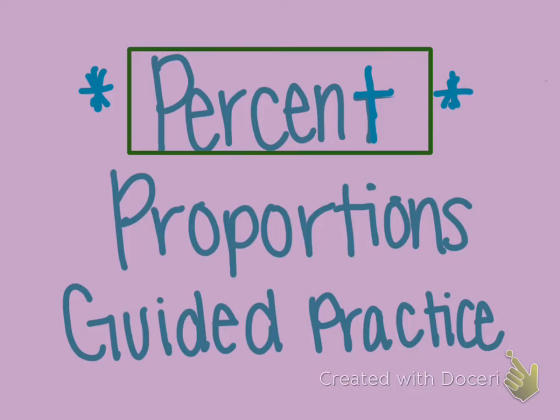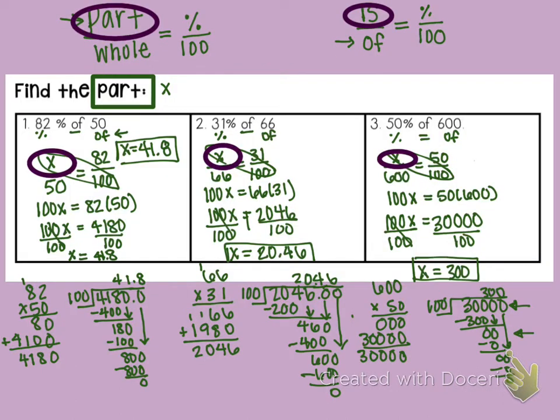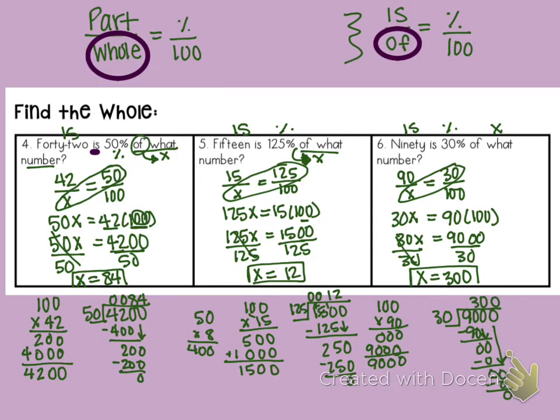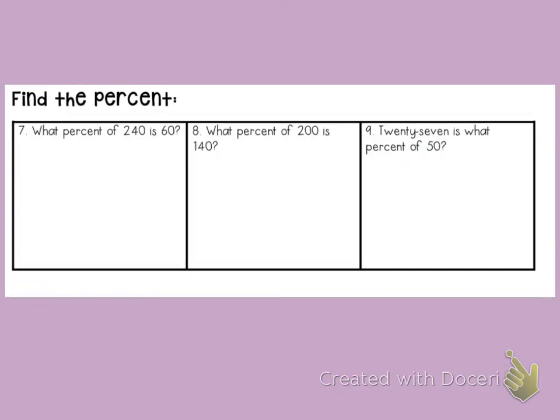Okay, so here is the third video. This is the last video and the last part that we're going to work on, and it happens to be percent. So we found the part, which is your part or your is. We found your whole, which is your whole or your of. And then now we are going to work on finding the percent.